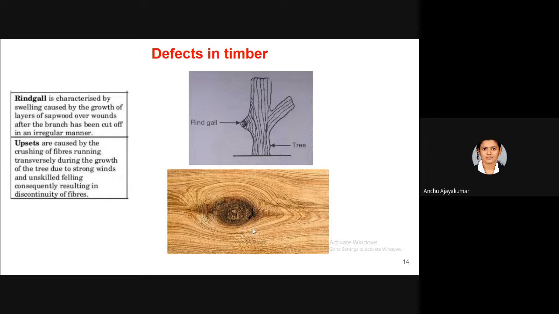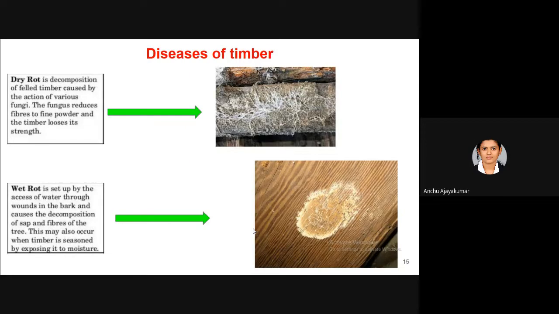Upsets are caused by the crushing of fibers running transversely during the growth of the tree due to strong winds and unskilled felling, consequently resulting in the discontinuity of the fibers. So this fiber getting discontinued is known as upsets. And moving to the diseases in timber. We have two diseases for the timber. First one is dry rot and second one is wet rot. I am damn sure that you have observed these two diseases in timber once in your life.